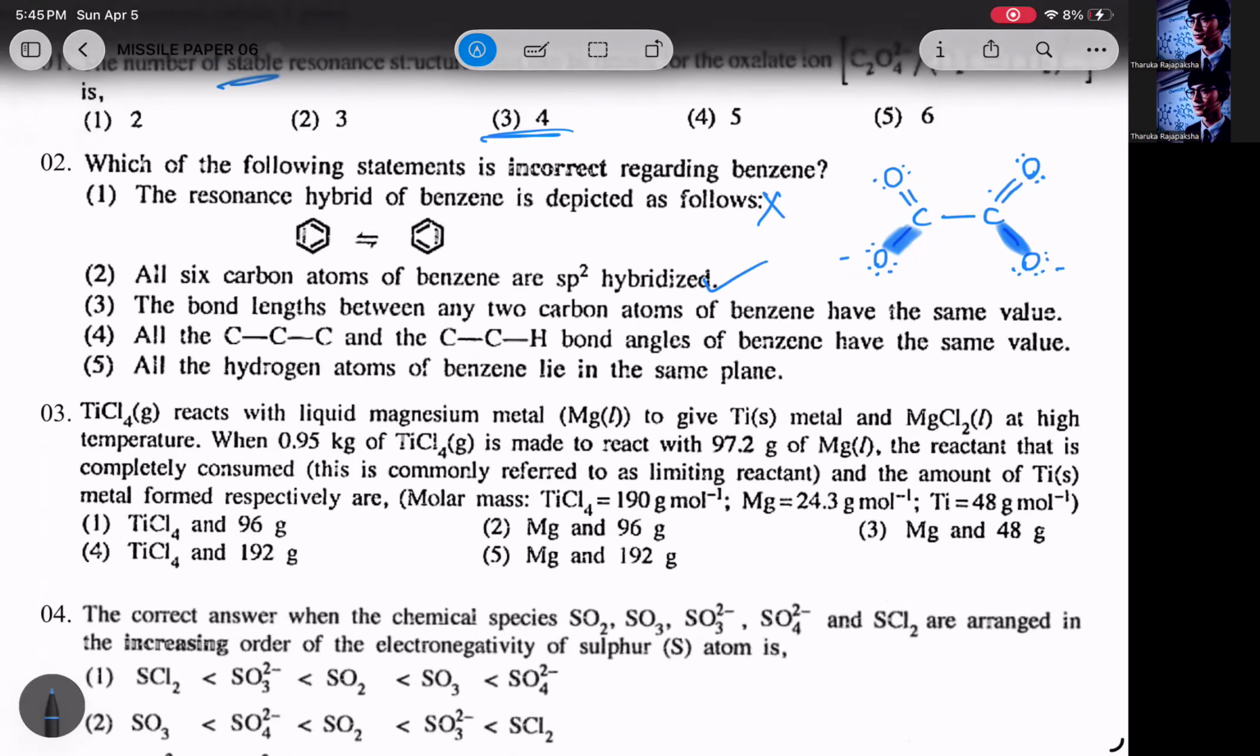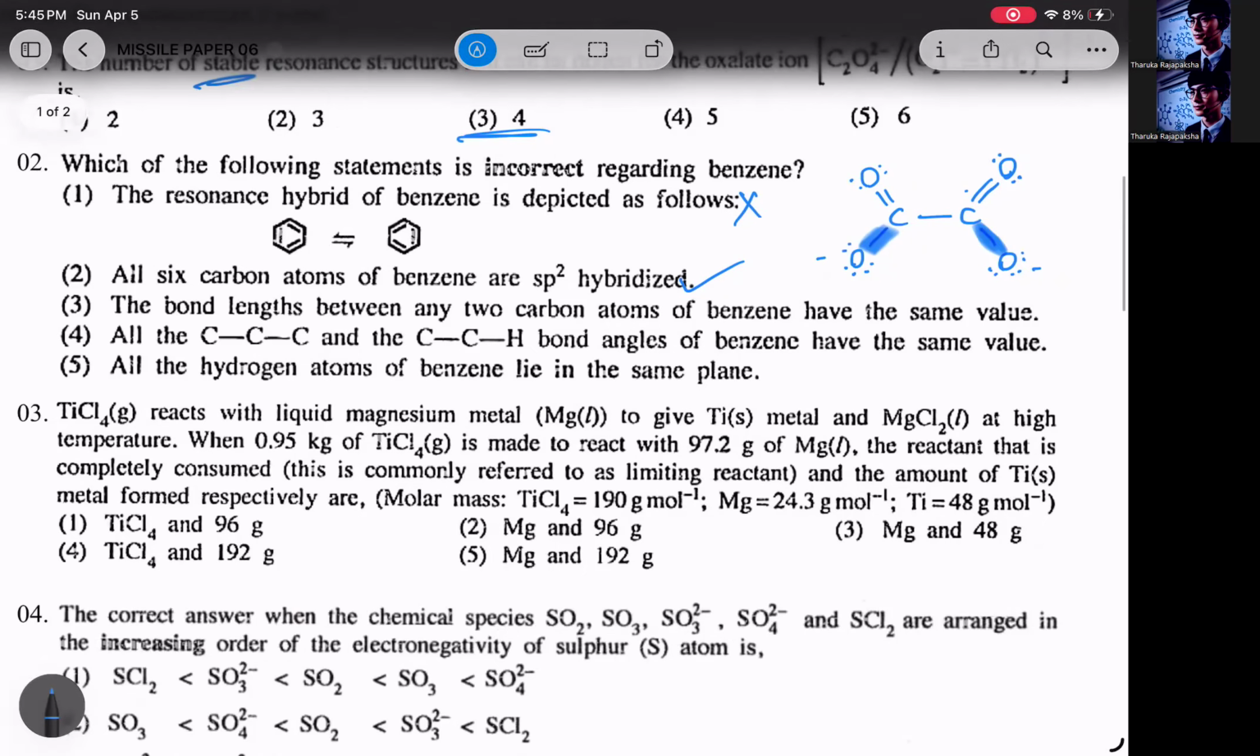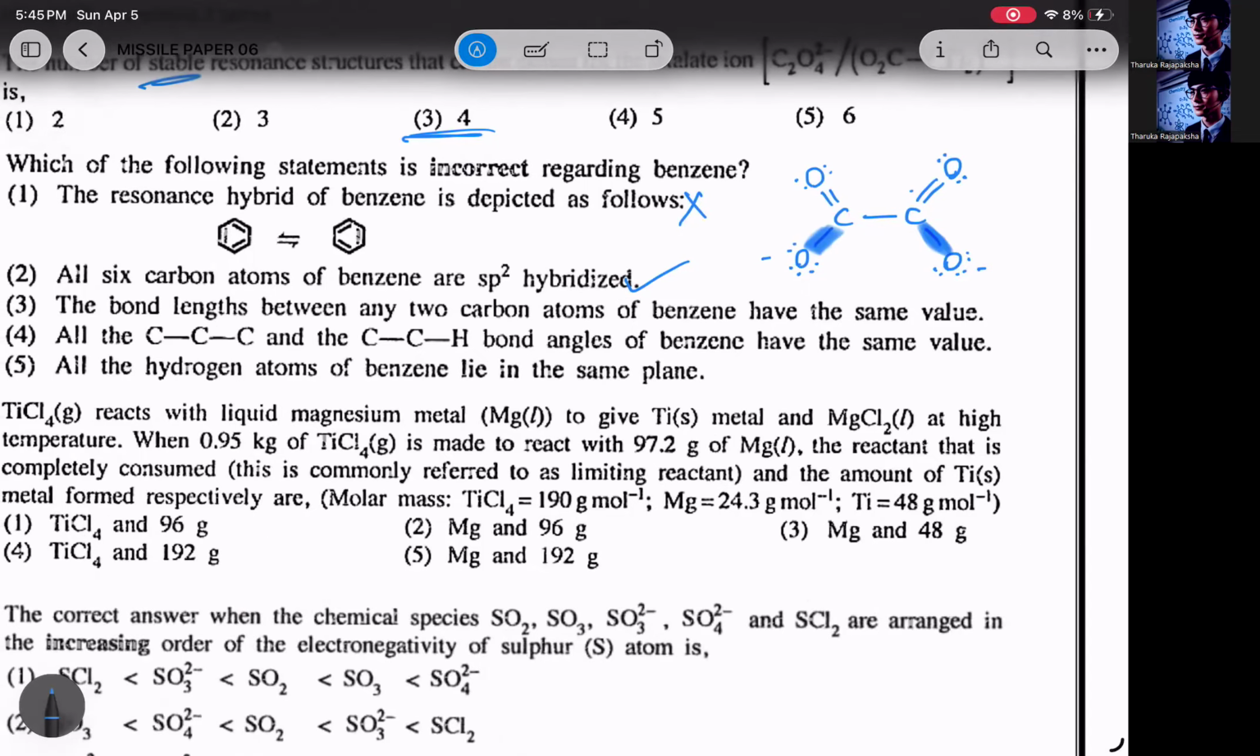Then third one, all bond lengths between any two carbon atoms of benzene have the same value. Yes, that's correct. They are undergoing resonance, right? They are undergoing resonance structures, and then what happens? The bond order will become how much? 1.5, right? The bond order is 1.5. So all the carbon bonds of benzene will be equal in length.